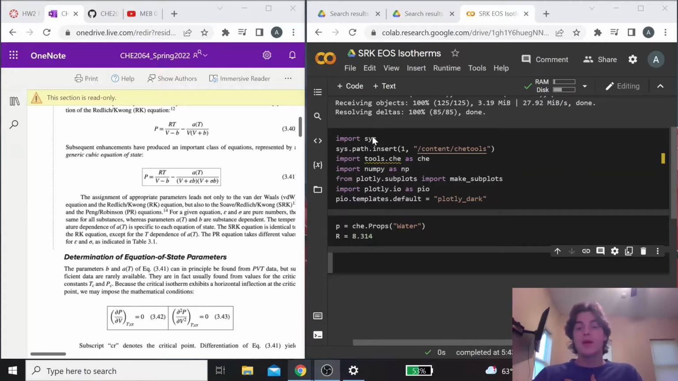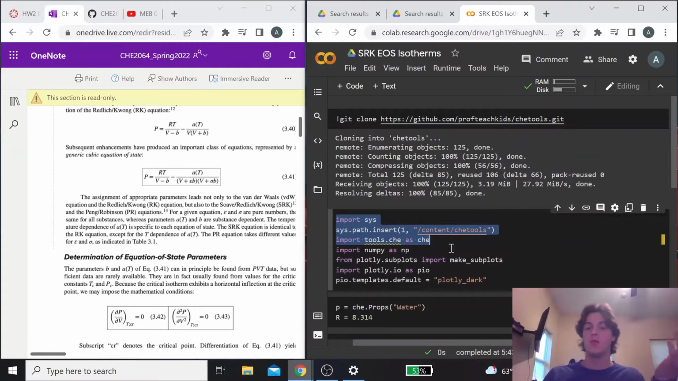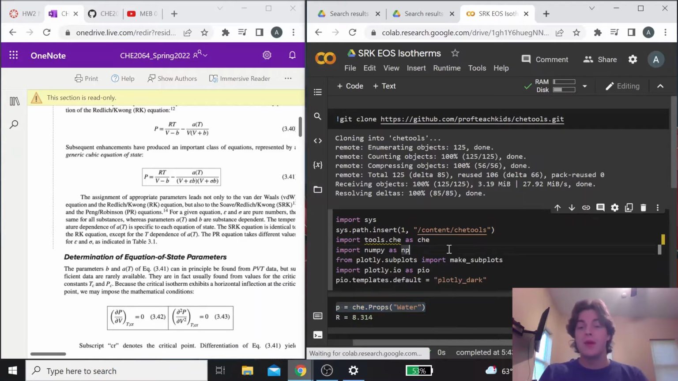So here I have some imports. Along with this line up here, this imported our CHE tools, and we'll use it to get the properties of water because we'll be plotting isotherms of water. And then these next, I imported NumPy and the tools that we need to graph.